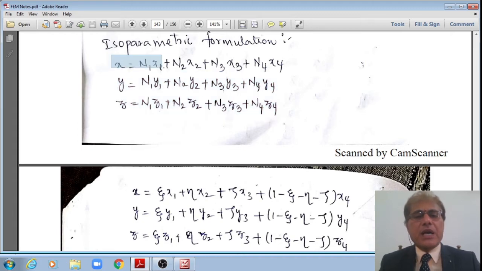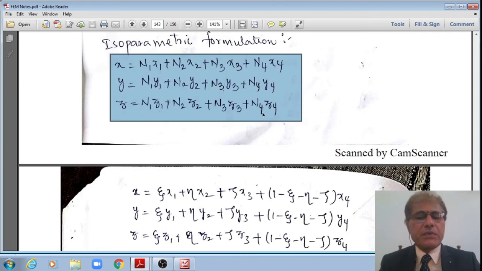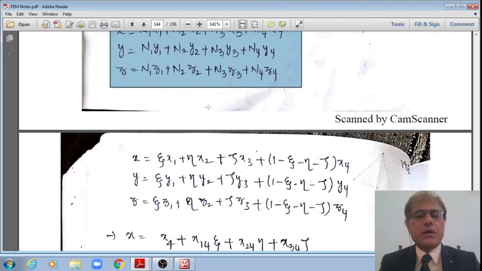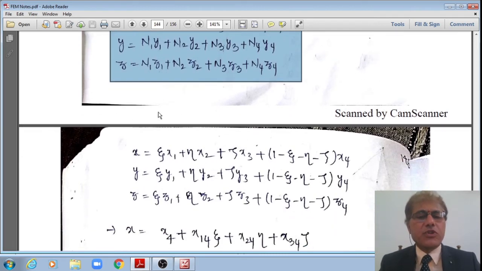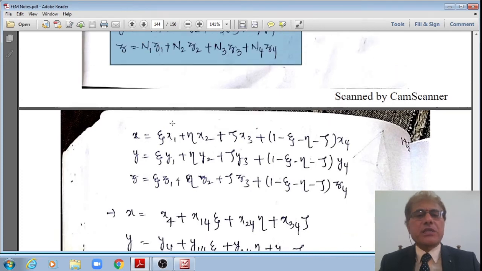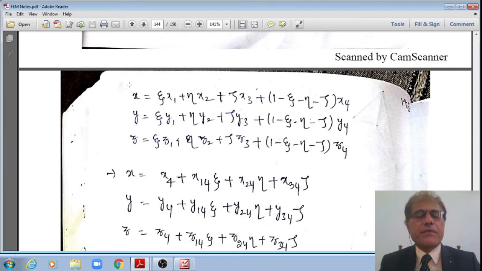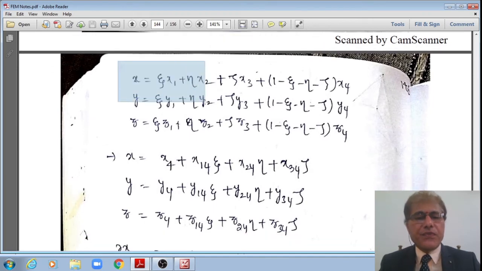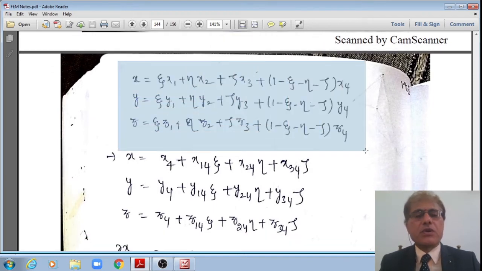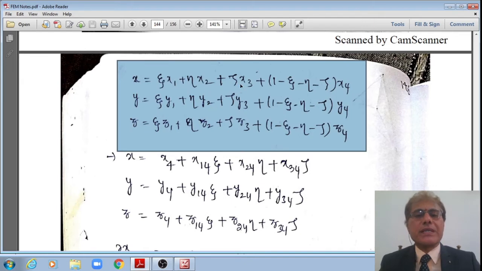That is how the isoparametric formulation, from this we'll get the geometry interpolated. Now I'll substitute the N1, N2, N3 values in terms of the shape functions. We know N1 is equal to xi, N2 is equal to eta, N3 is equal to zeta, and N4 is equal to 1 minus xi minus eta minus zeta.